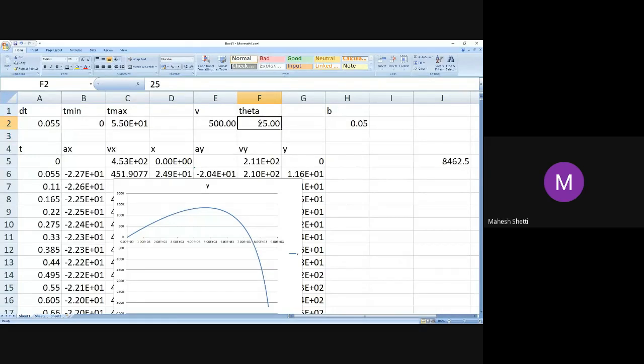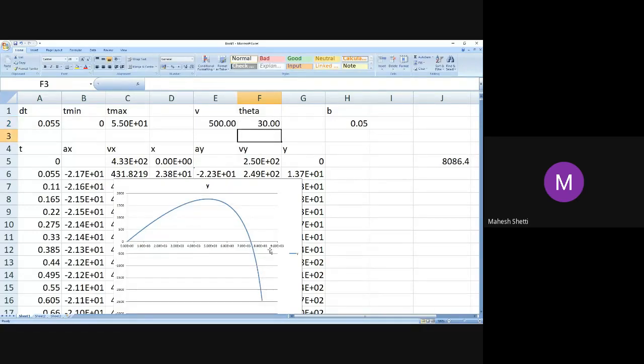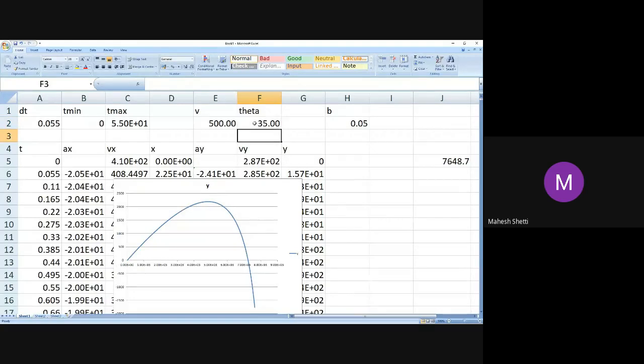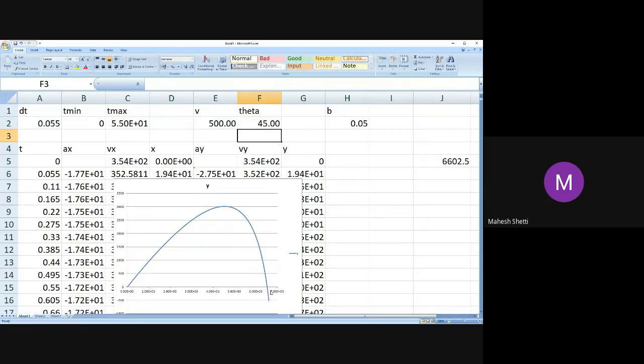If I make it further large, say 30, again it is approximately at the same distance. So if I make it 28, okay, it is almost same. It is not changing much. So small variation, of course, one can check there. But if I go to something like 35 or 40, it comes down again. If I take it 45, it is below 7,000.